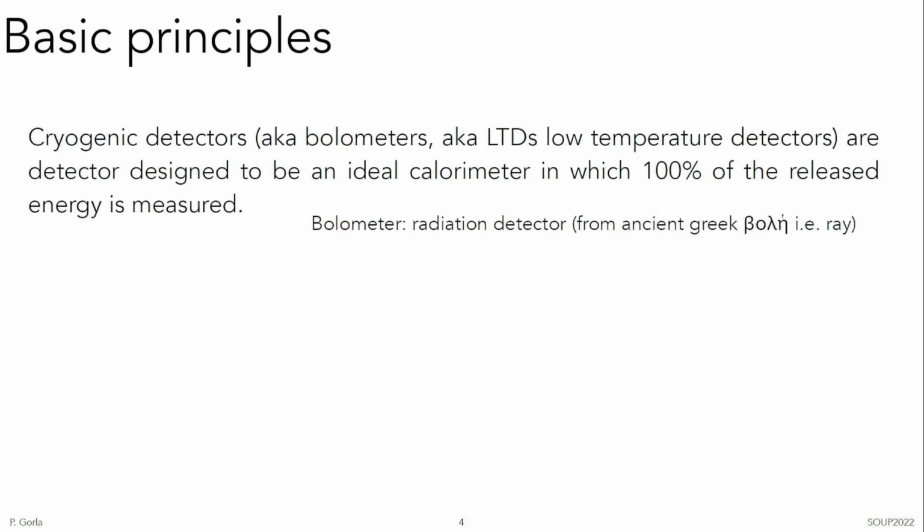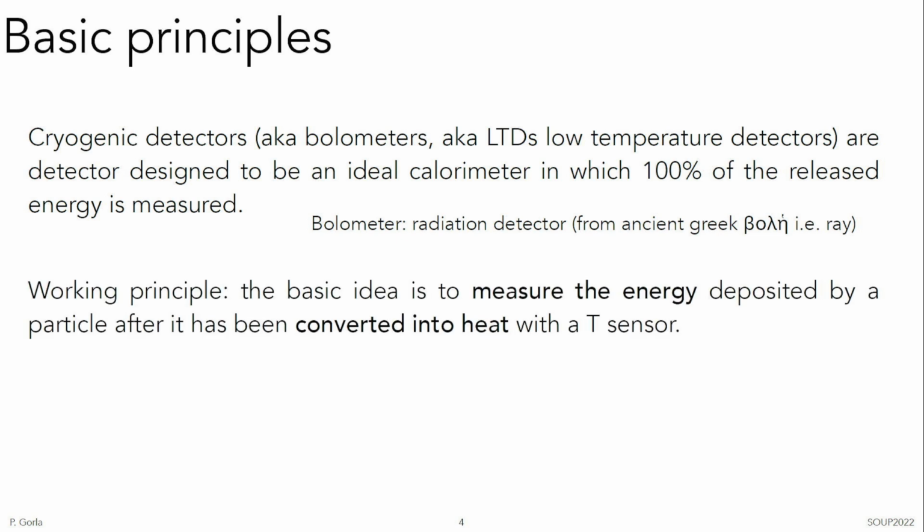So first of all, cryogenic detectors, which are sometimes called bolometers or low temperature detectors, are detectors that are designed to be ideal calorimeters, so in which basically 100% the full release of energy is measured. And for those who are familiar with ancient Greek, the name bolometers comes from, it's just radiation detector, ray detector.